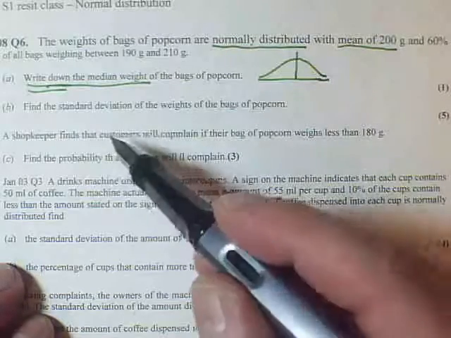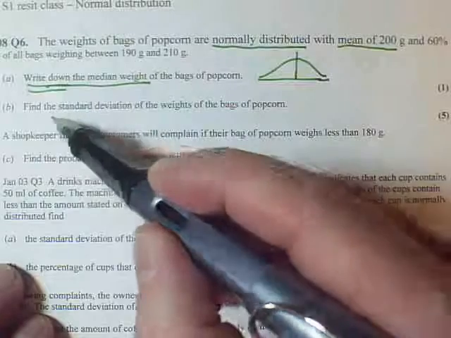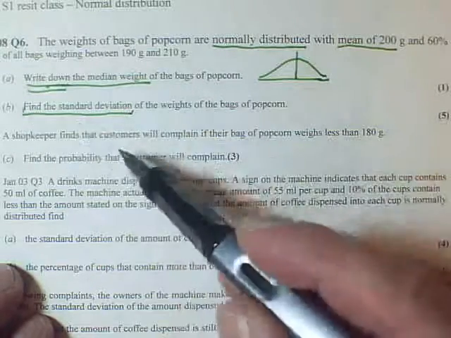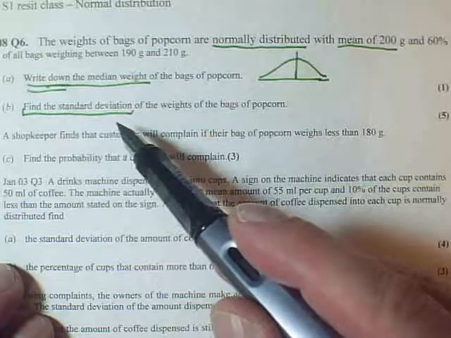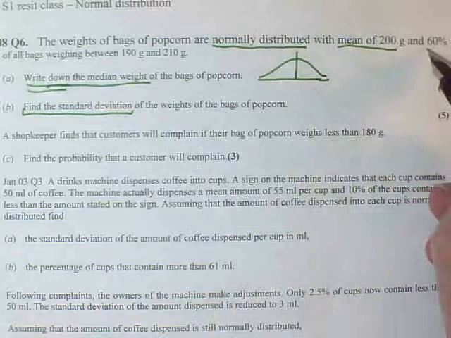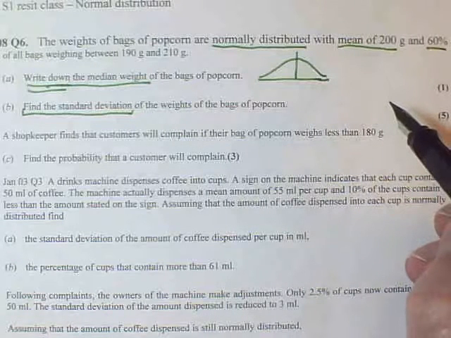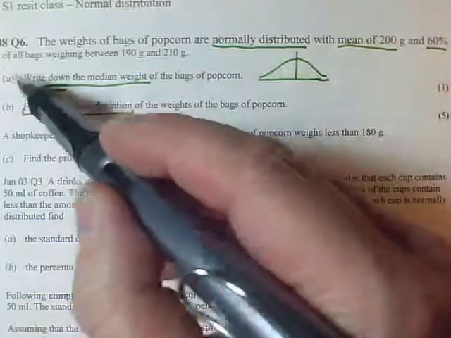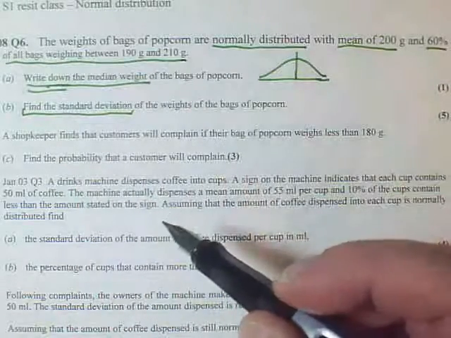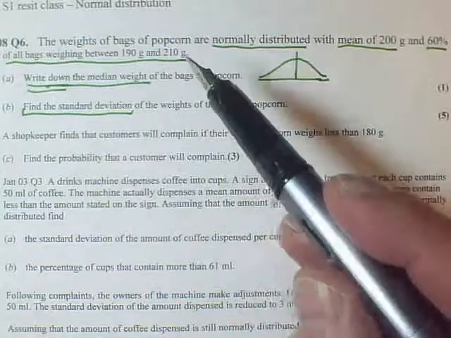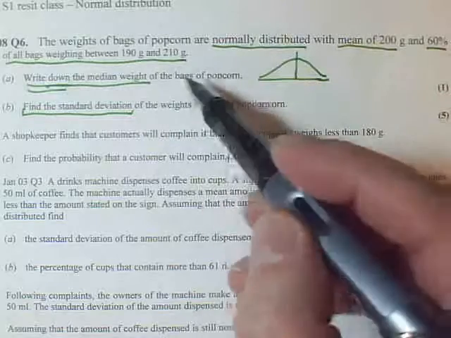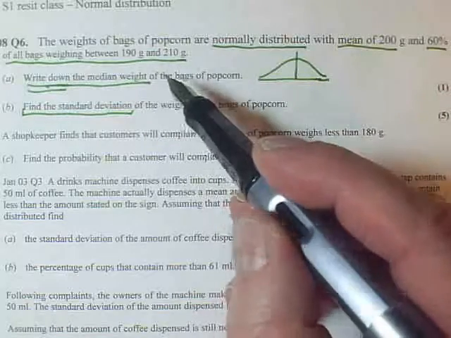Okay, so now we've got the classic normal distribution problem. We've got to find the standard deviation. Okay, so we're finding something other than a probability, which means we must have been given a probability. Anything that's expressed as a percentage may be a probability. 60% of bags weigh between 190 and 210 grams. So that is a probability. If we know the proportion of bags in between those weights, that's the probability that a bag is between them.